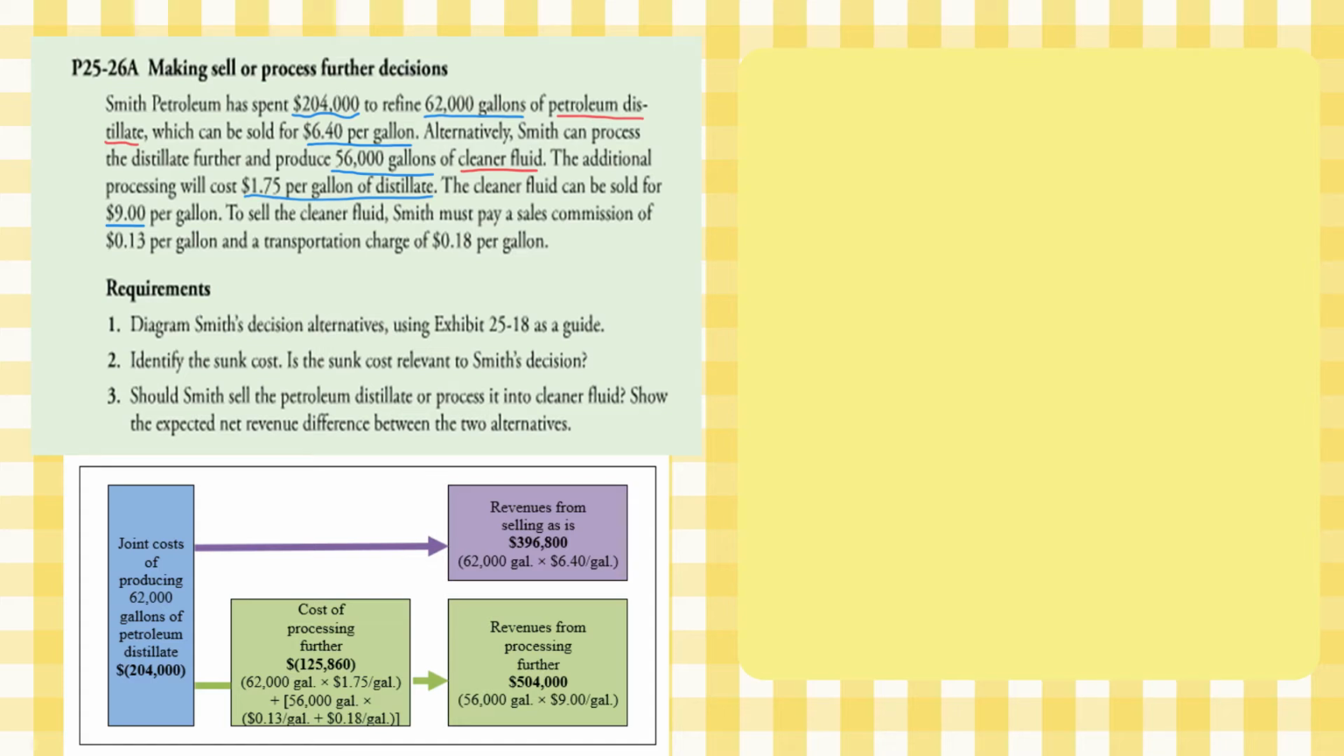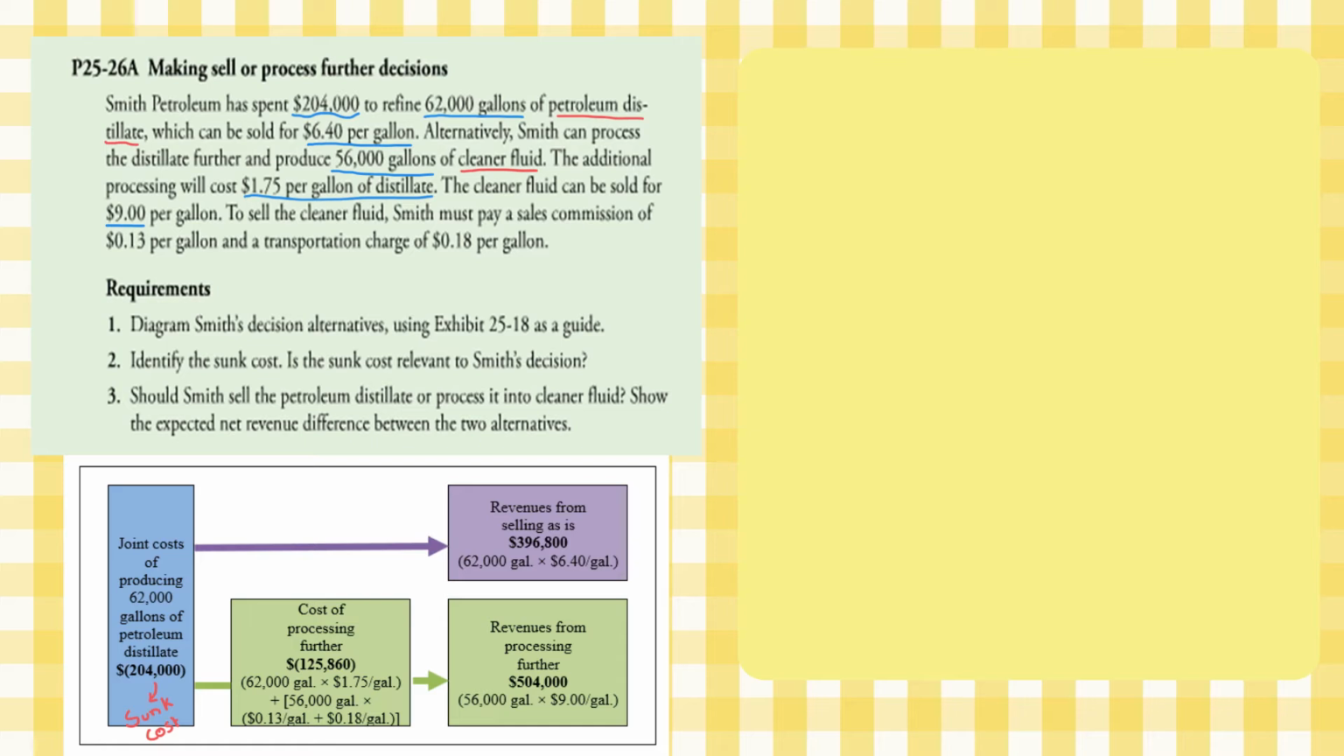So we spent 204,000, we call it joint cost, or we call it sunk cost. This 204,000 is sunk cost because we paid the 204,000 to get the first product, which is petroleum distillate, and without having the distillate I'm not gonna be able to have the second one, cleaner fluid. That's why it's joint cost, something I paid in the past. It will not affect my decision today to sell as is or to process further, and it will be ignored in my question. It's irrelevant to my question.